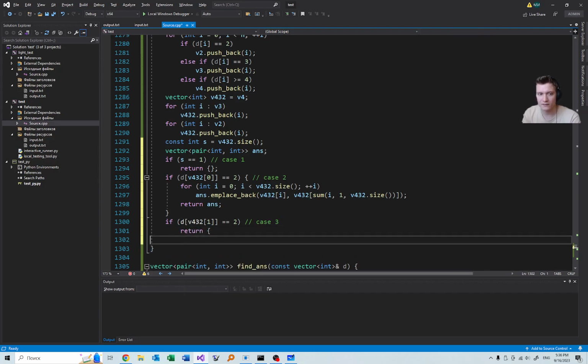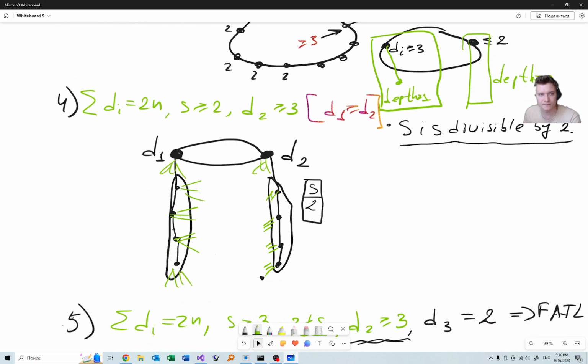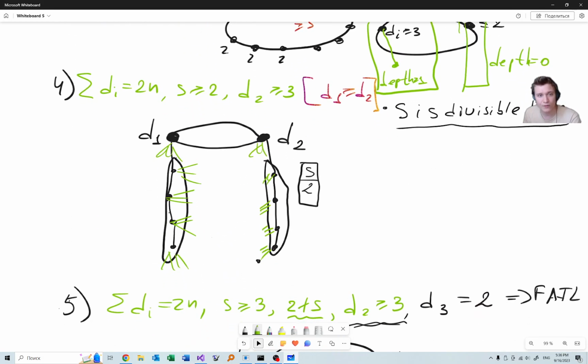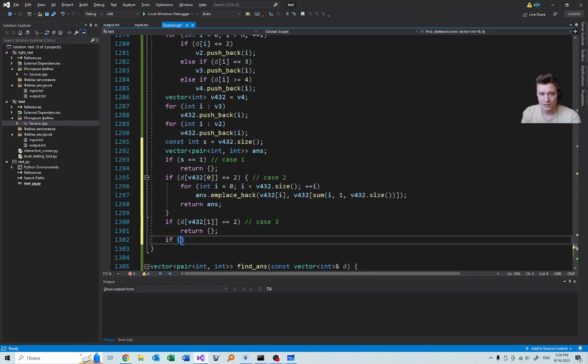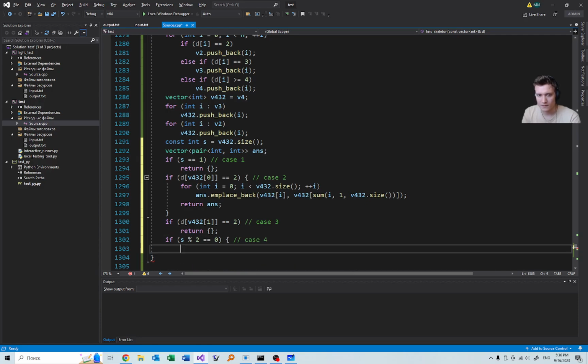We do nothing. Don't do anything, I meant. Case 4 is if s is divisible by 2. This is kind of where the interesting part begins.